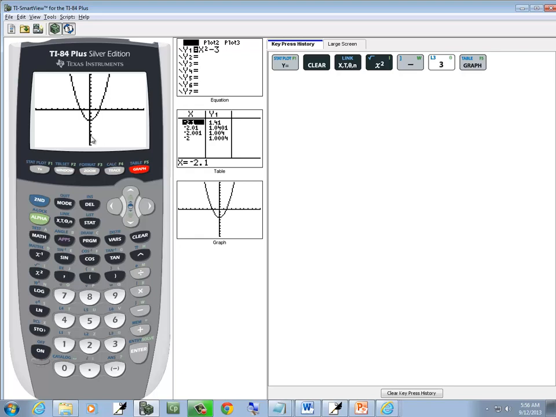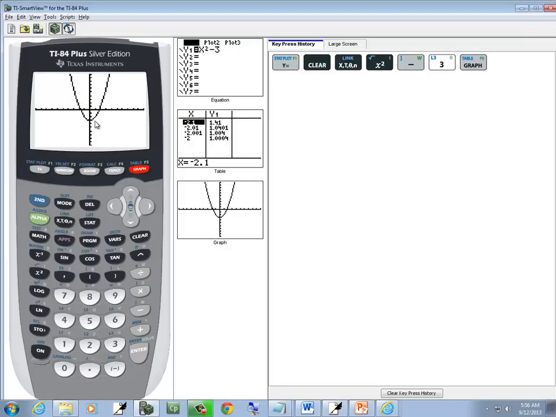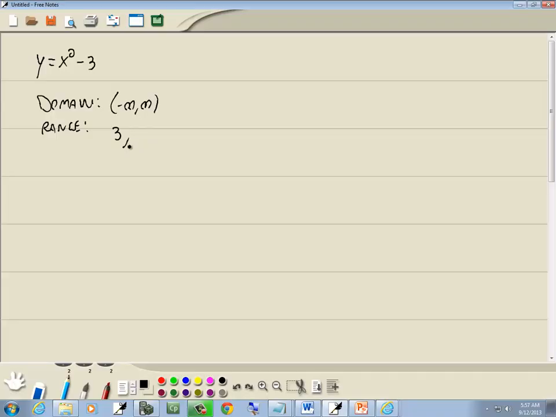Your range is your y values where your graph exists. The lowest point on our graph is right here at y is equal to 3. So it's going to 3 to something. And you see as the graph goes this way, it's going up forever, so in terms of y values, it's going to positive infinity.